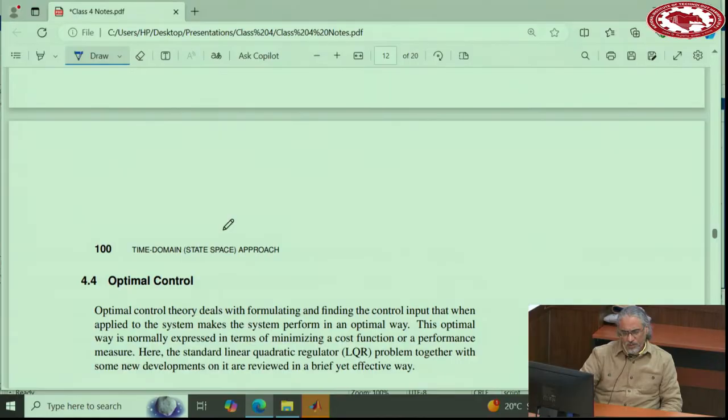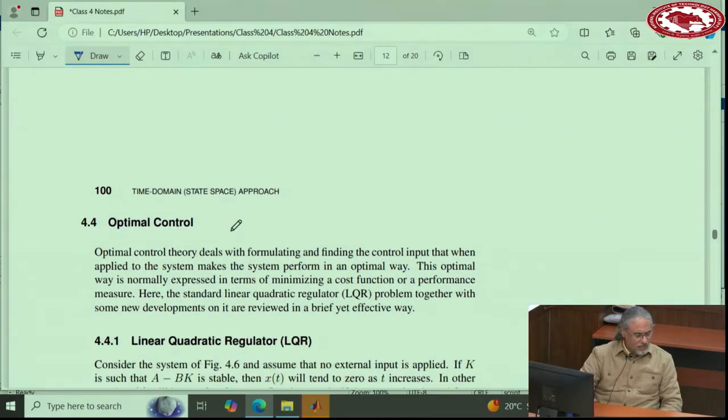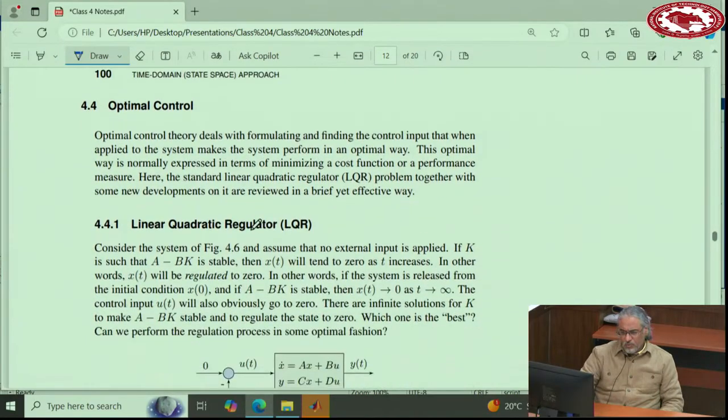Now we go to the other challenge, which was how to choose the location of poles. We don't know, if there are many poles, how to choose them. Optimal control basically goes around this challenge and solves the problem in a different way. In other words, it even changes the statement of the problem. It says, I don't want to find the location of poles. I don't care initially, or at least directly, about the location of poles.